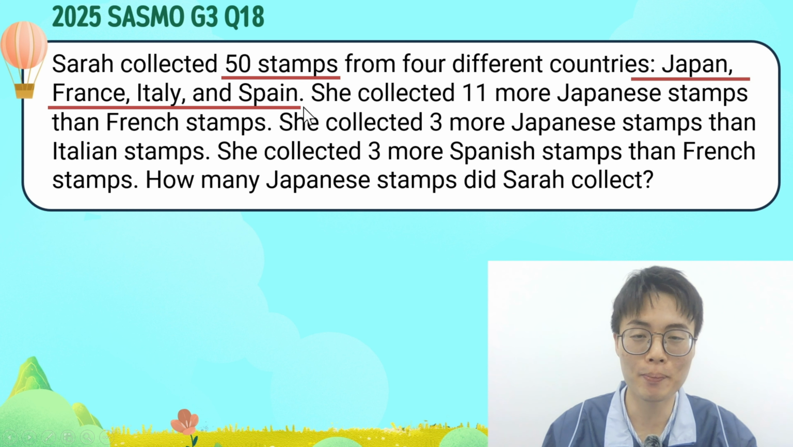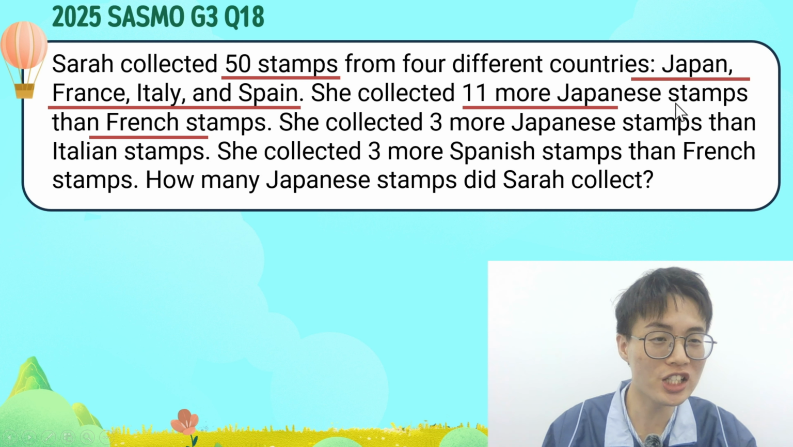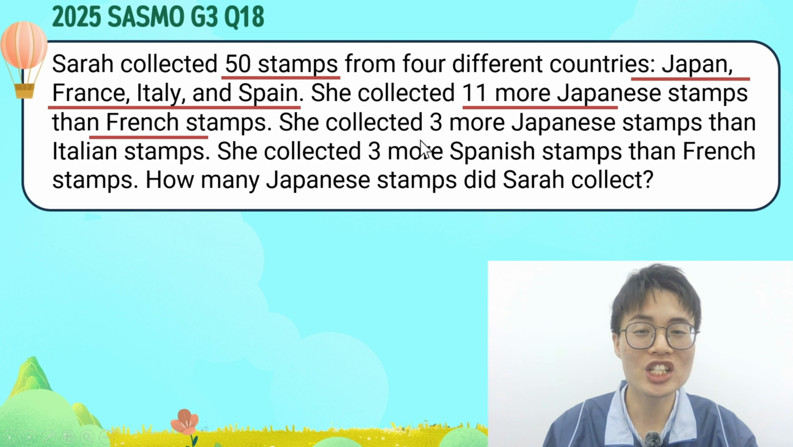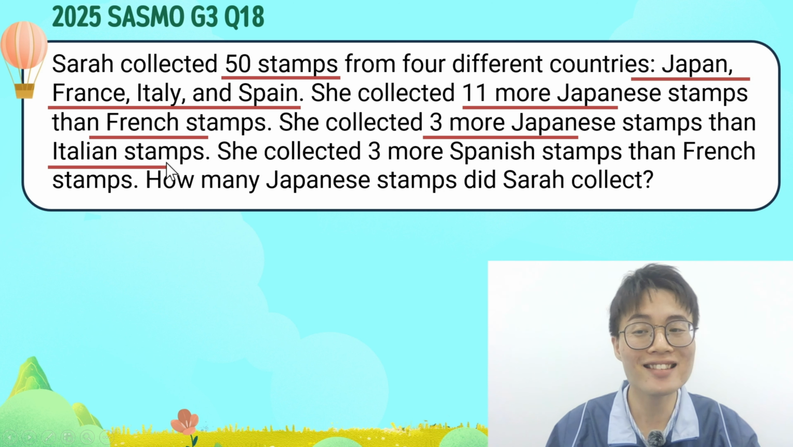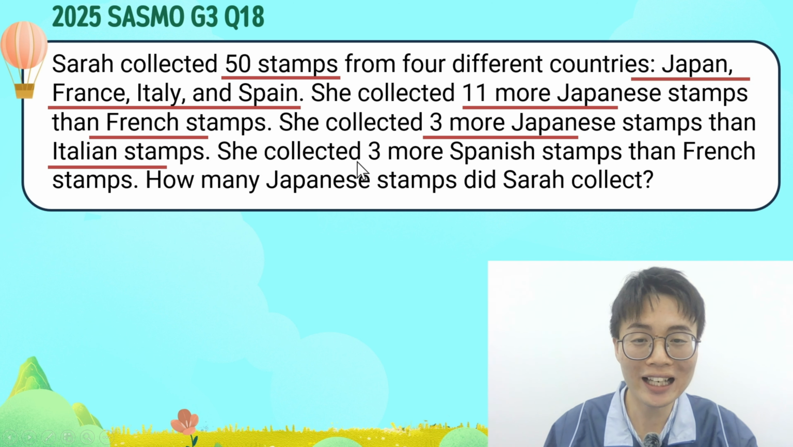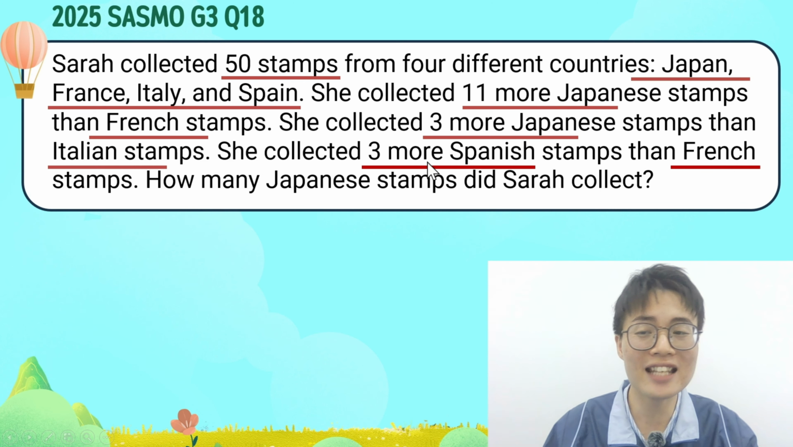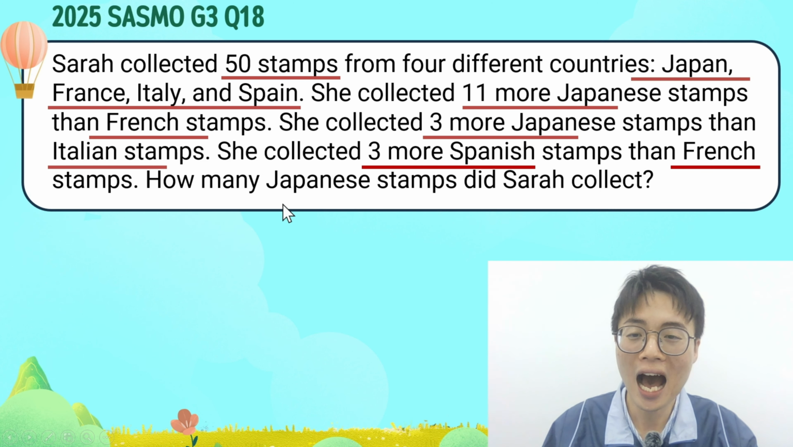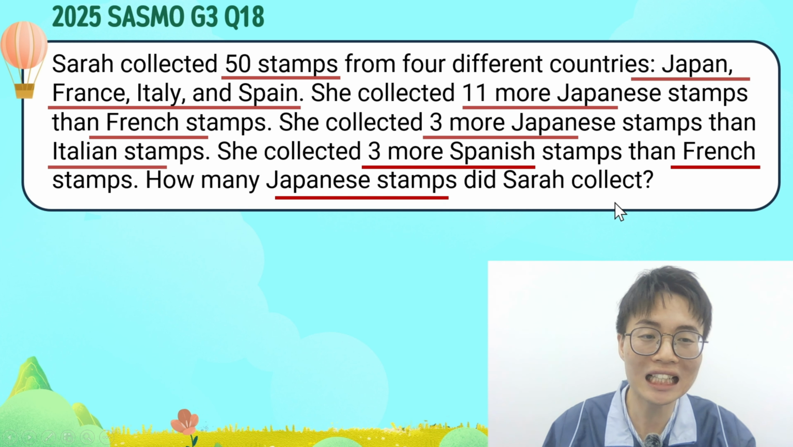France, Italy and Spain. She collected 11 more Japanese stamps than French stamps. She collected 3 more Japanese stamps than Italian stamps. And she also collected 3 more Spanish stamps than French stamps. And it's asking how many Japanese stamps did Sarah collect?